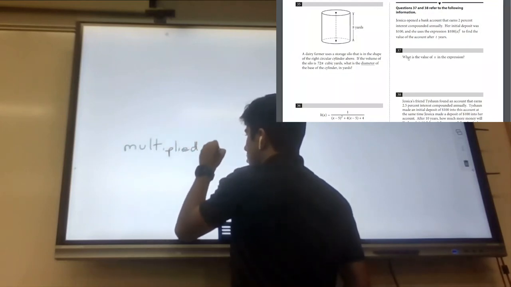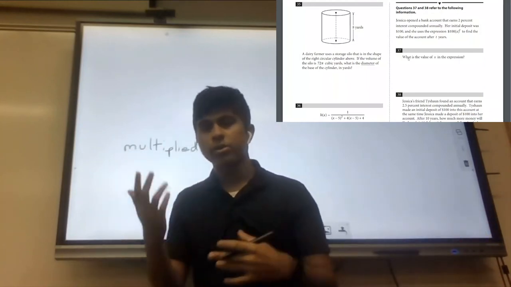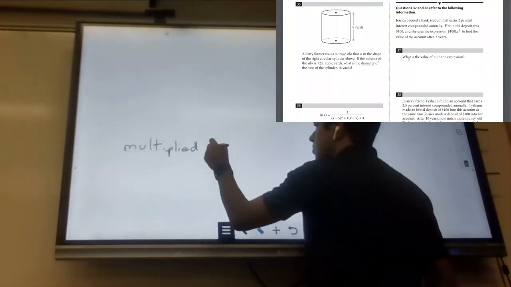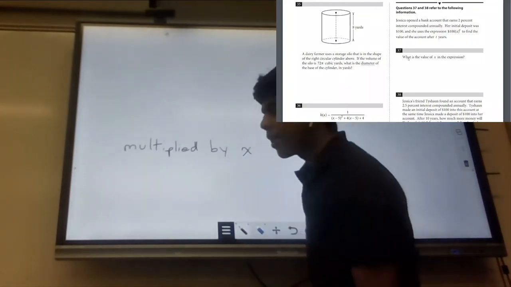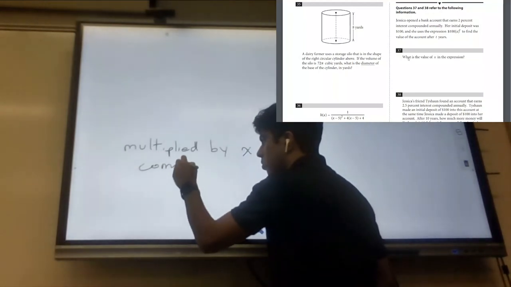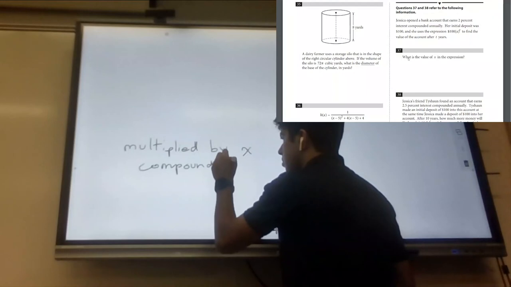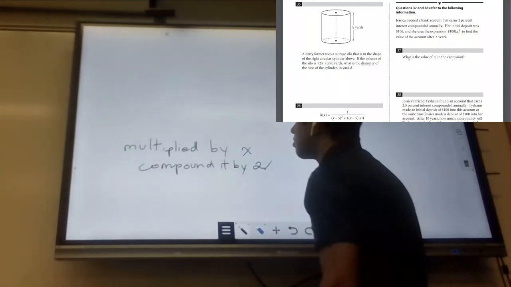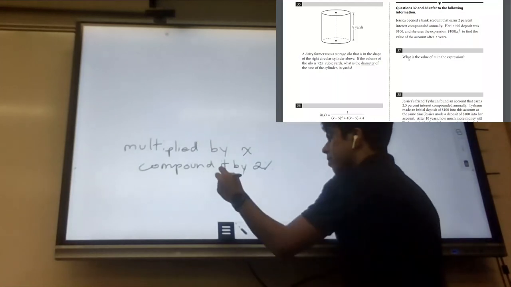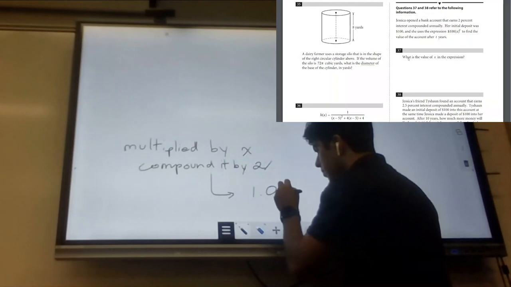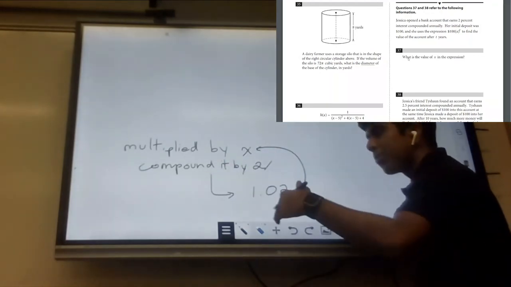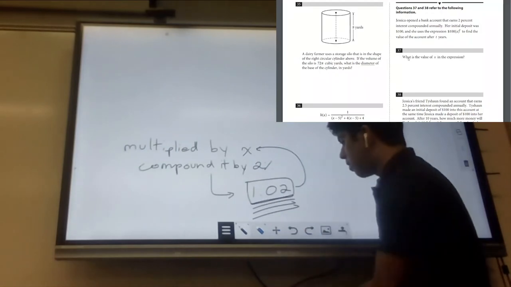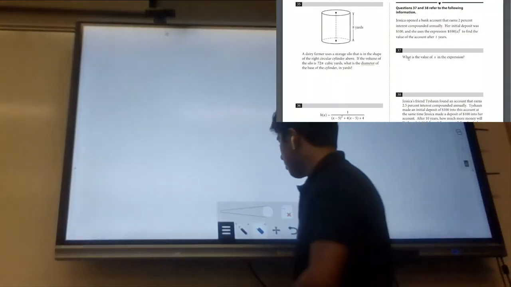Multiplied by x. Right, you go from 100x to the 0 to 100x to the 1 to 100x to the 2. Every year, multiply by x. So in each year you compound it by 2%. If we multiply by x and compound by 2%, what does that mean? That means compounding by 2% is multiplying it by 1.02. So this is also what x is going to be, because every year we multiply it by 1.02. 1.02 is our answer.